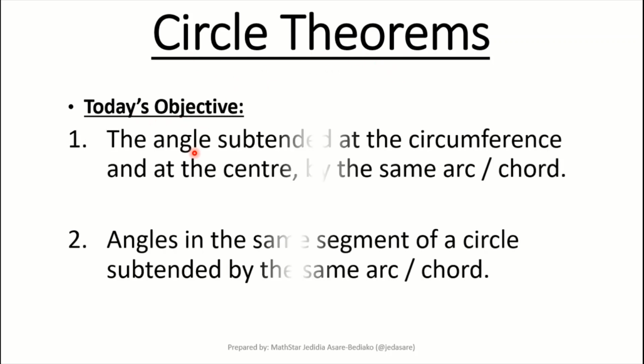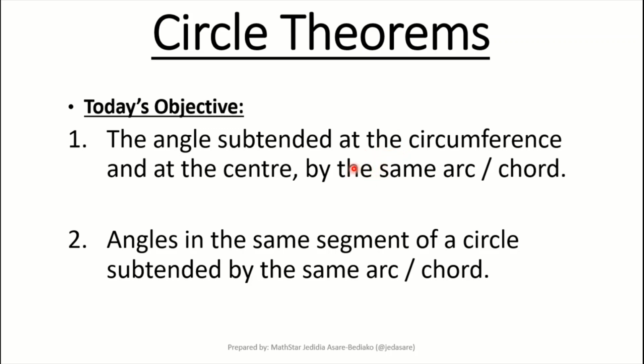Now we have a number of circle theorems, but today our objective is to tackle two of them. That is the angle subtended at the circumference and at the center by the same chord, one of the objectives for today. And then the second one is angles in the same segment of a circle subtended by the same arc or chord. So quickly, let's move on to the first theorem.